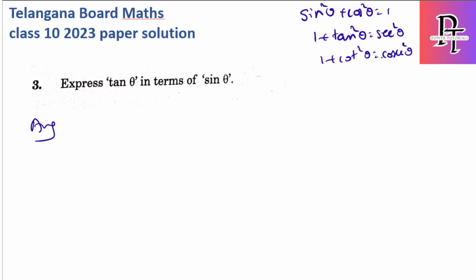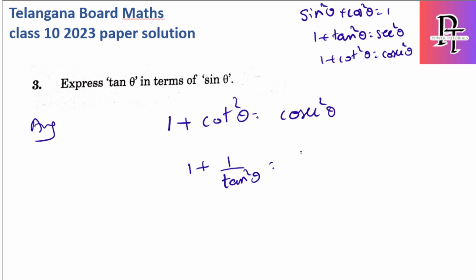What about the third one? Cot can be written in terms of tan and cosecant can be written in terms of sin. So you have to use the third identity. I will write the third identity, which is 1 plus cot square theta is equal to cosecant square theta. I will replace cot as 1 by tan. So this becomes 1 plus 1 by tan square theta is equal to 1 by sin square theta.